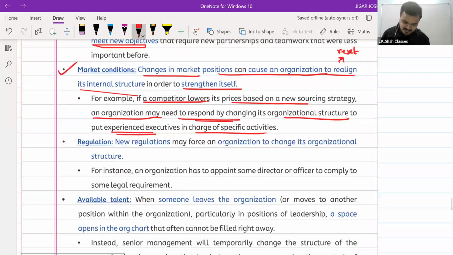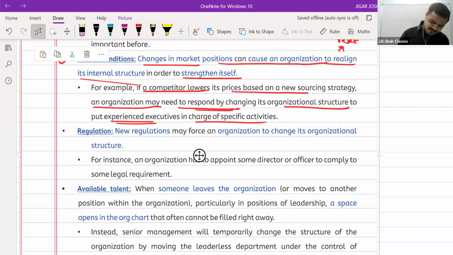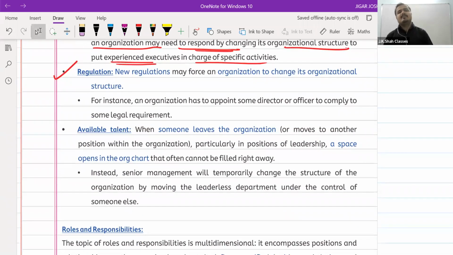Understood? Yes, sir. Regulations. Sometimes it may be possible, my dear chartered, that the government changes the rules and regulations, because of which I need to realign my organizational structure. Let's take the example. Suppose I am a software manufacturing company.